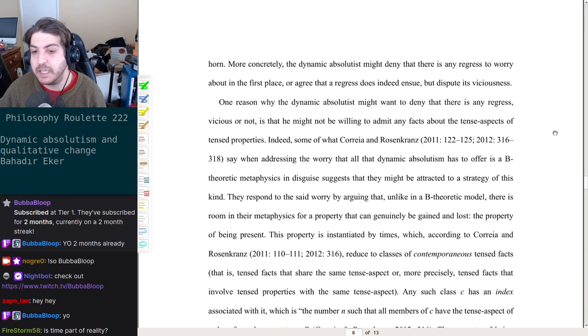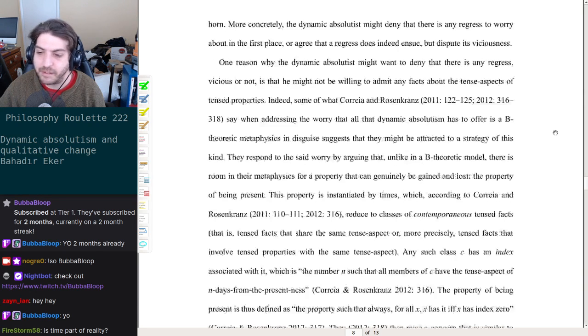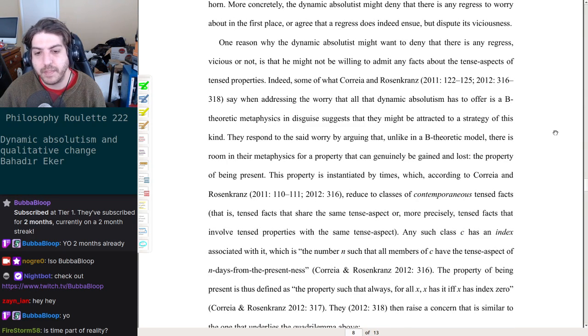One reason why the dynamic absolutist might want to deny that there is any regress, vicious or not, is that he might not be willing to admit any facts about the tense aspects of tense properties. Indeed, some of what Correa and Rosenkranz say when addressing the worry that all that dynamic absolutism has to offer is a B-theoretic metaphysics in disguise suggests that they might be attracted to a strategy of this kind. They respond to the said worry by arguing that unlike in a B-theoretic model, there is room in their metaphysics for a property that can genuinely be gained and lost, the property of being present.